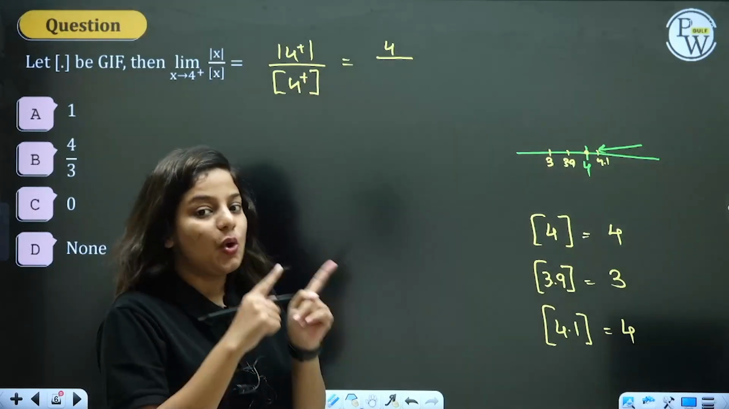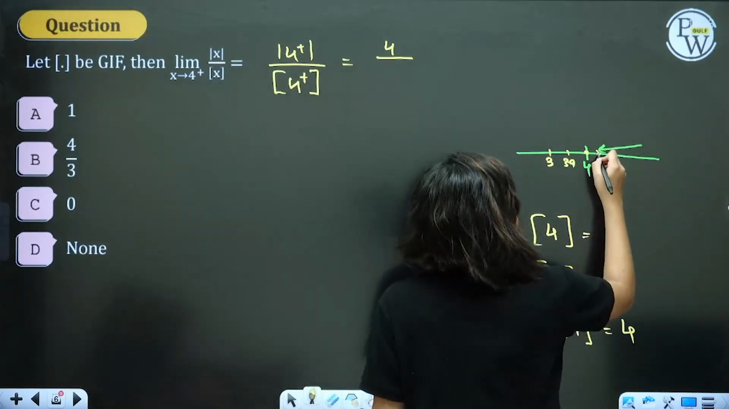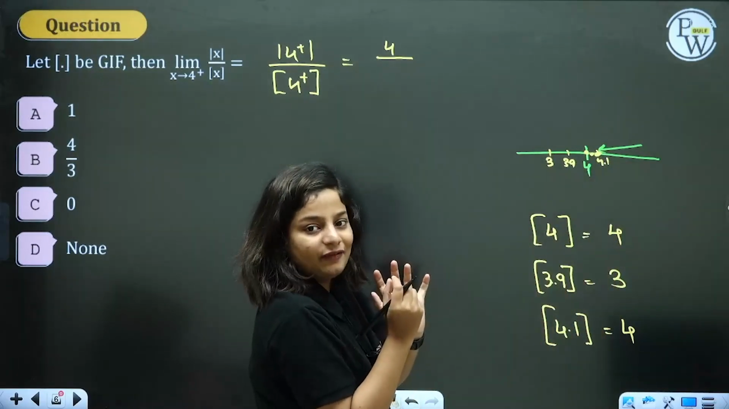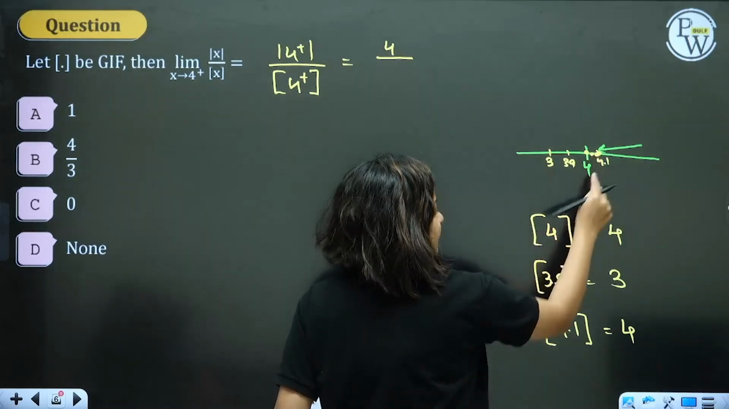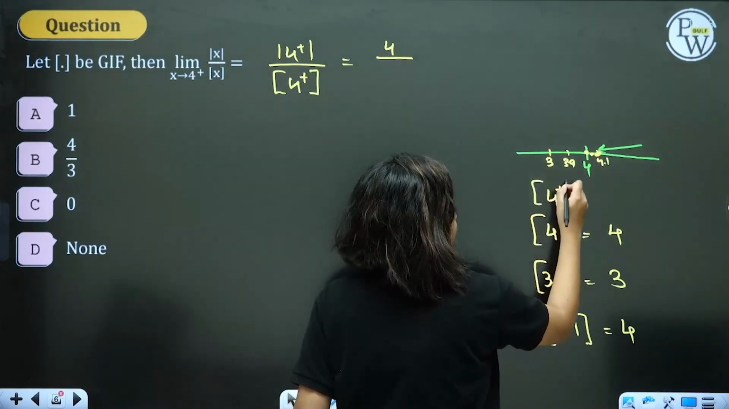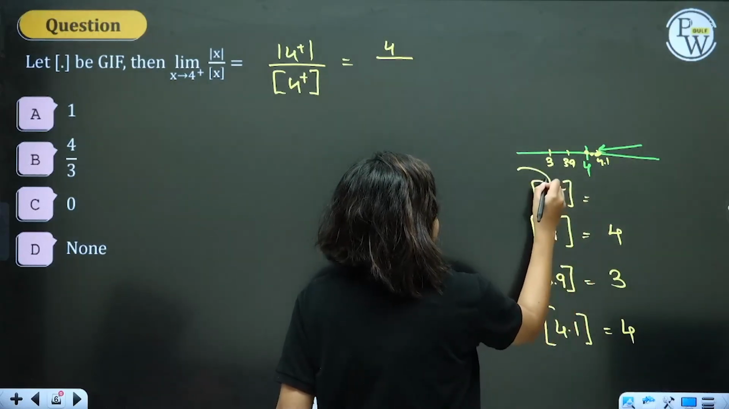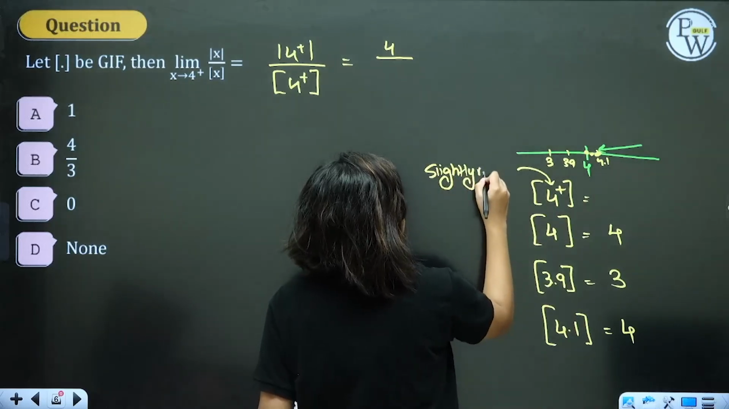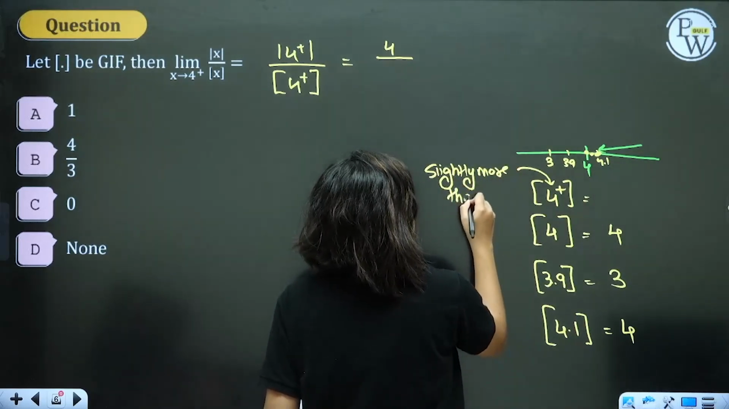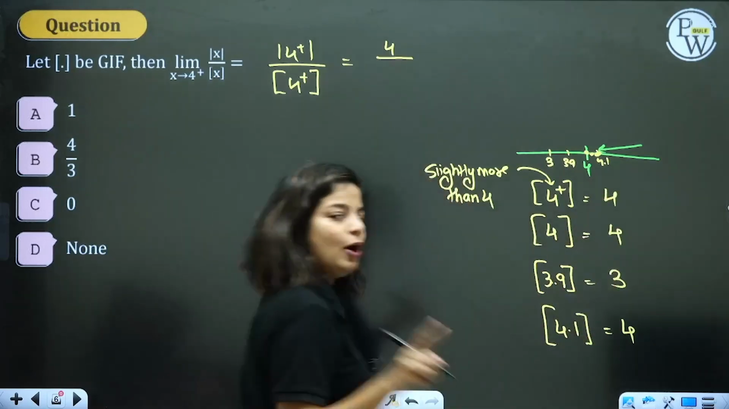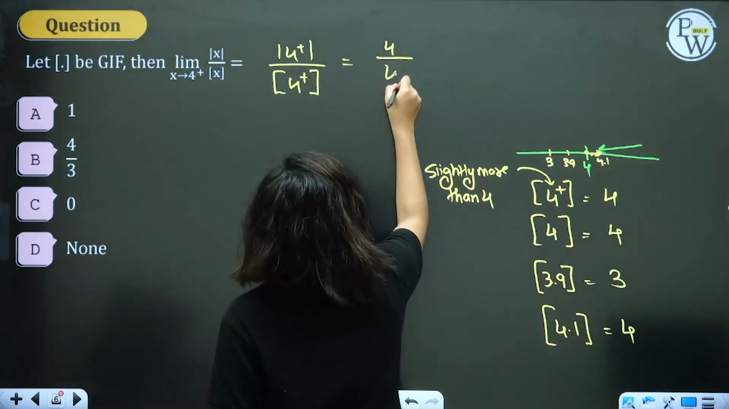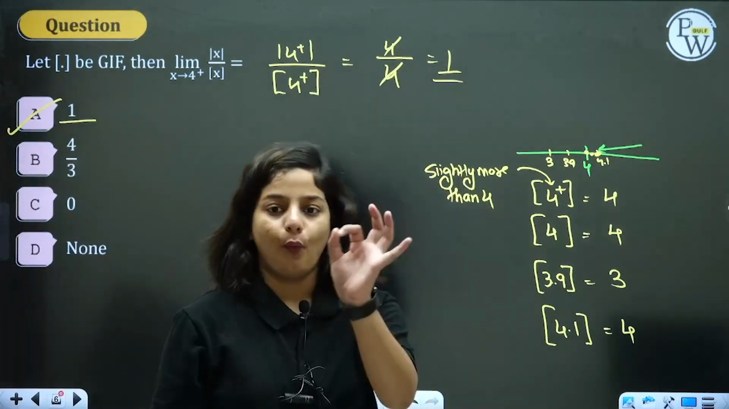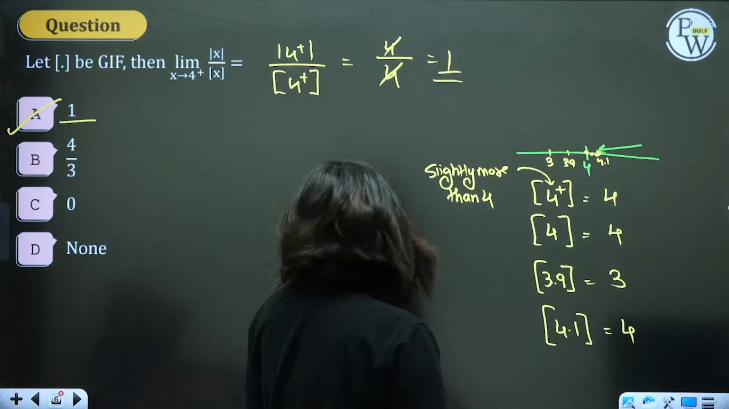4 plus means on the right of 4. So if you take any value on the right of 4, any value in the neighborhood of 4, slightly greater than 4, and put it in the GIF, what will be the output? Will the output be equal to 4? Yes, ma'am. And the answer to this question is option A, 1. RHL is equal to 1.